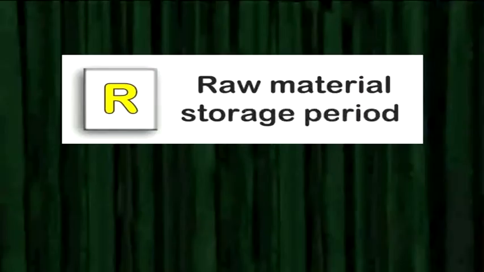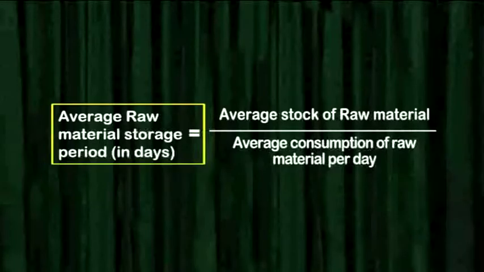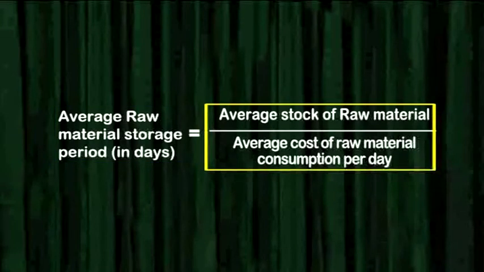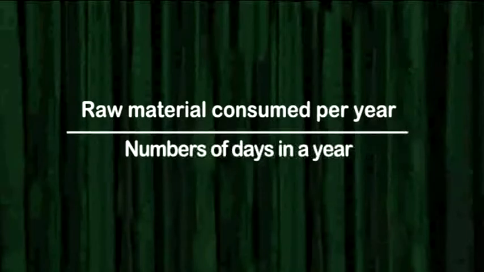So first of all, we will compute R. R means raw material storage period. Now students, first of all we will compute R by the formula given, that is average stock of raw material divided by average cost of raw material consumed per day. So average raw material consumed per day shall be computed as raw material consumed during the year divided by number of days. We will assume number of days to be 360.